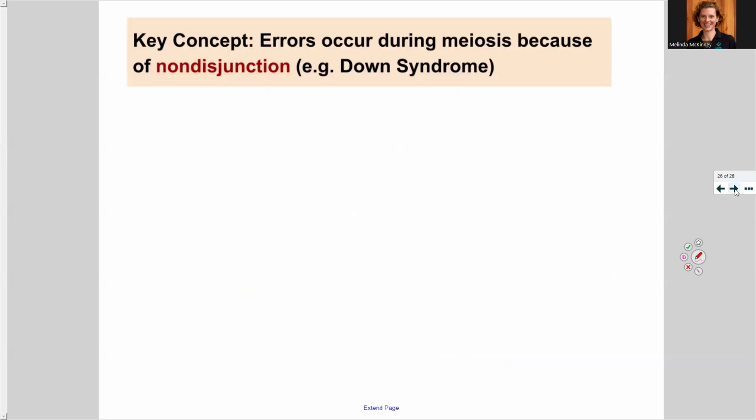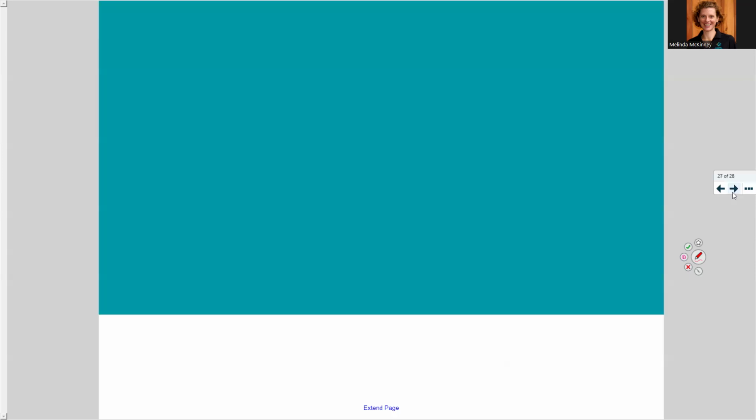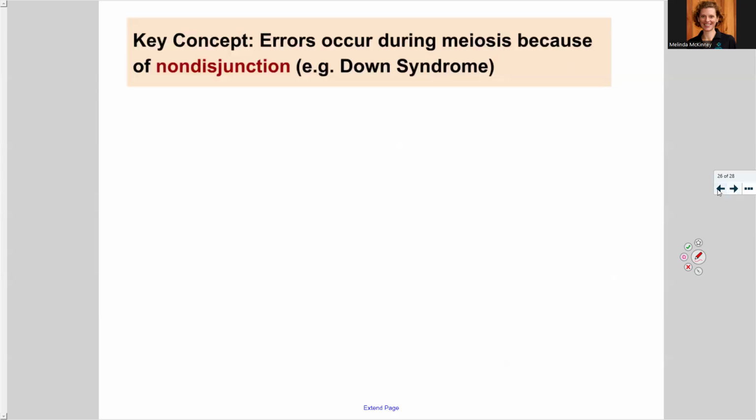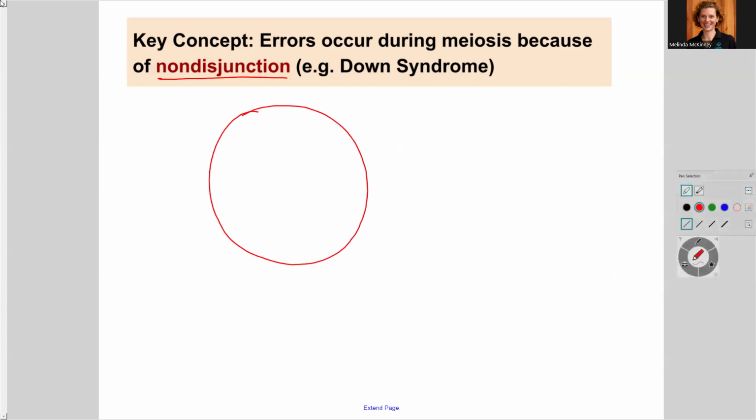Then the last concept for this chapter is looking at non-disjunction. Non-disjunction is when we're separating the chromosomes and they don't separate equally. So typically you've got a chromosome. I'm just going to do the simplest case. Here's a chromosome in the center, and there's a big one. Let's say we've got a small one here.